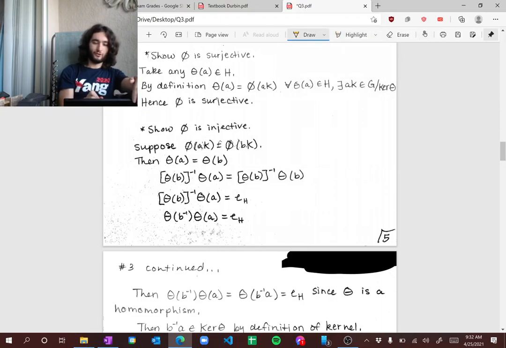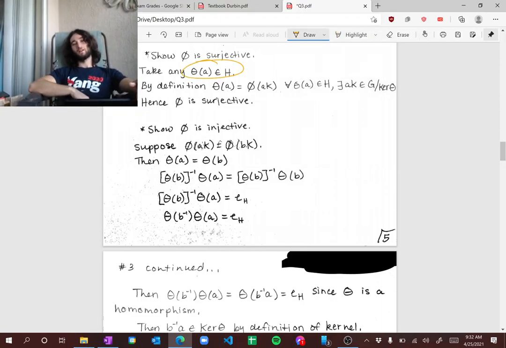So that's why it's legit for this student to do this. Because any element of H, you can't always do that. But if theta is onto, then any element of H can be described as theta of something. So that works great. So they can just call it like that. And then similarly, that means it can be described as phi of something as well, right? Because phi and theta are almost the same.